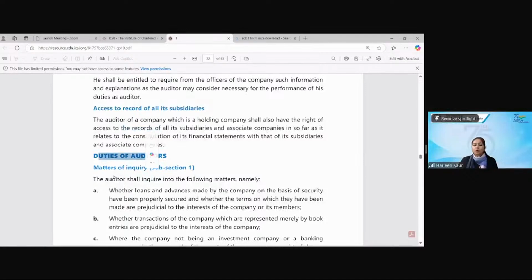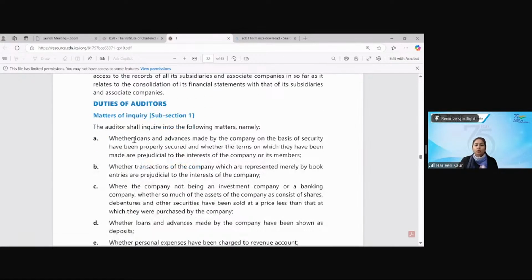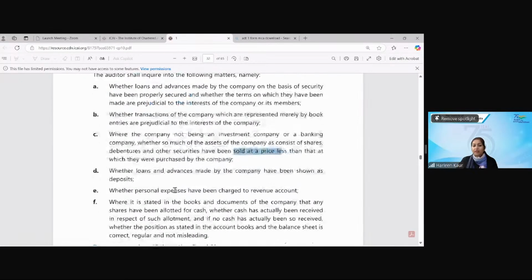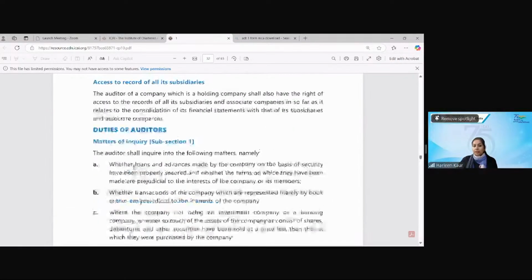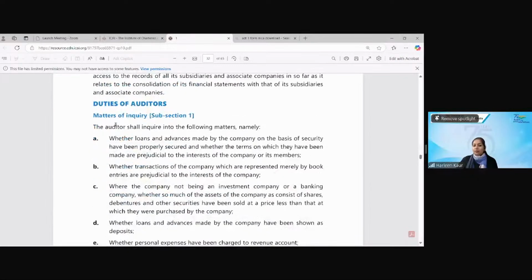Now, out of the duties of auditors, we have covered one subsection from my presentation. So you can highlight over here: loans and advances, mere book entries. And this is your point of less than purchase price. You can give it a heading: loans treated as deposits, personal expenditures. And here you can write down if the shares have been allotted, whether cash has been received or not. Subsection 1, everyone is clear about matters of inquiry.